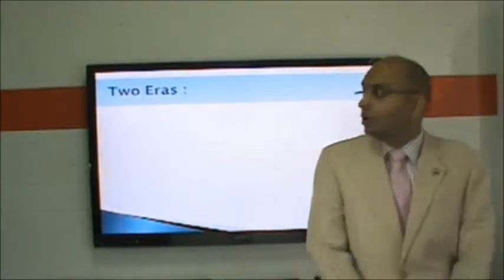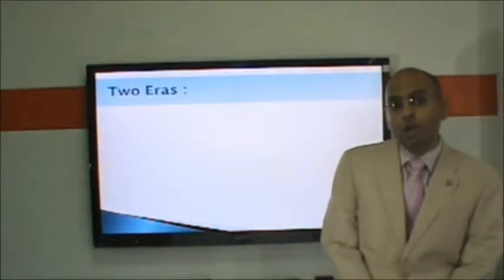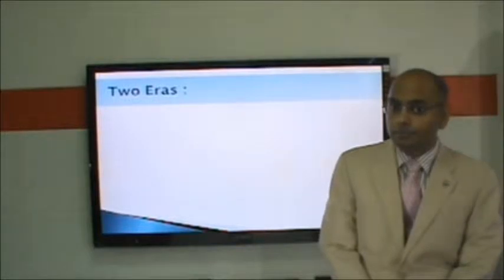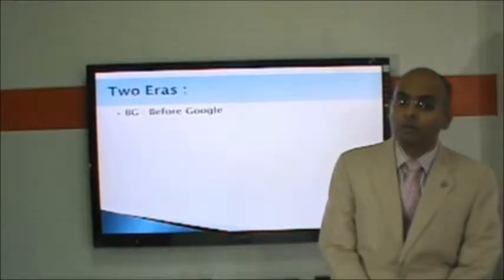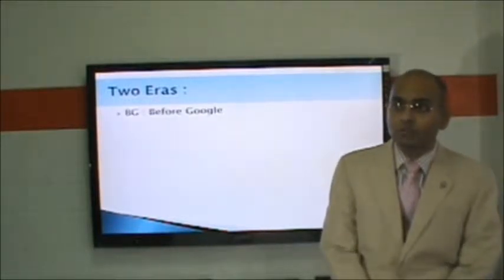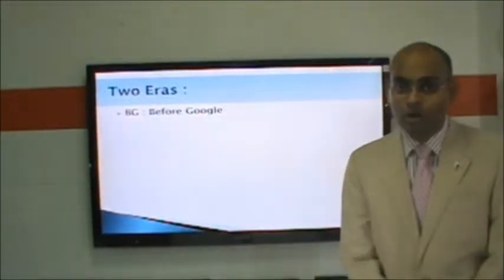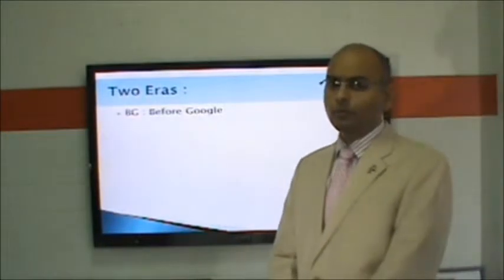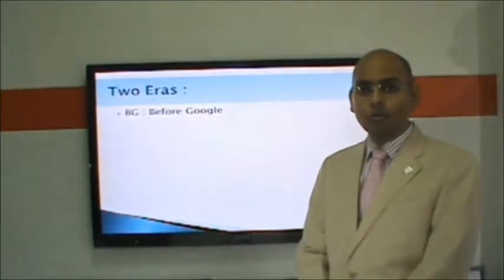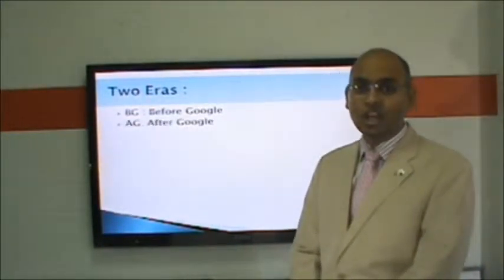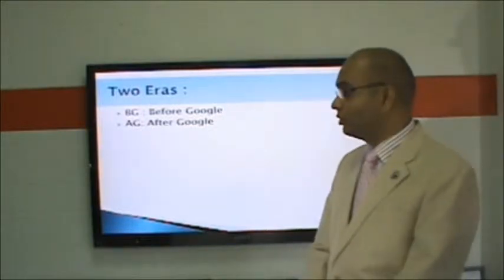Let's start with a discussion on what are the two eras of mankind. One era is before Google, which is called BG. Earlier the eras were AD and BC, before Christ, and AD, for which I have forgotten the full form. But now what is important is BG and AG, which is after Google.